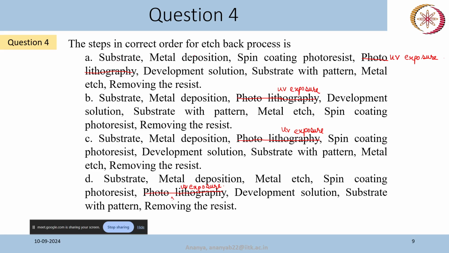Substrate, then metal deposition, and spin coating of the resist, UV exposure, development, that will give us substrate with pattern, and we will do metal etching. This is a very selective etching because we are removing the metal part only, and then we remove the resist to get the final metal pattern. So this is the correct option.